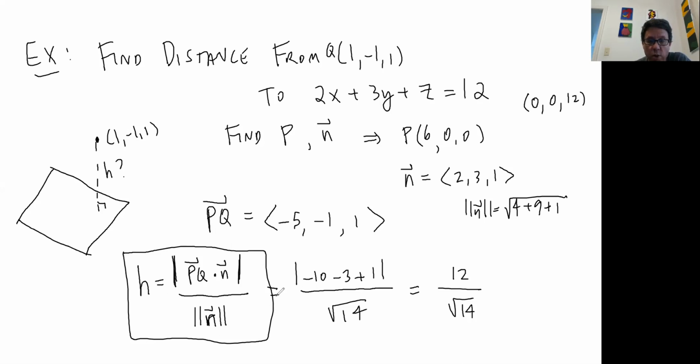If we worked it through, it turns out we would still get 12 over square root of 14 because the top would adjust to end up getting 12 as well. So it doesn't matter which base point. There are infinitely many choices. I just sort of picked the easiest one. Okay. Thank you, sir.